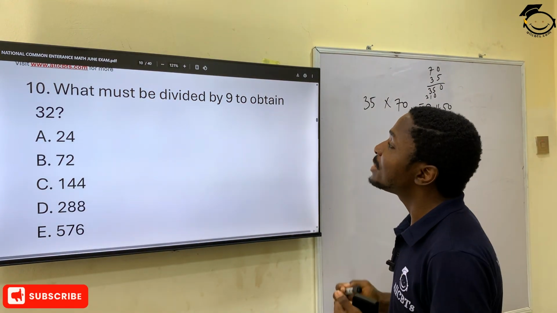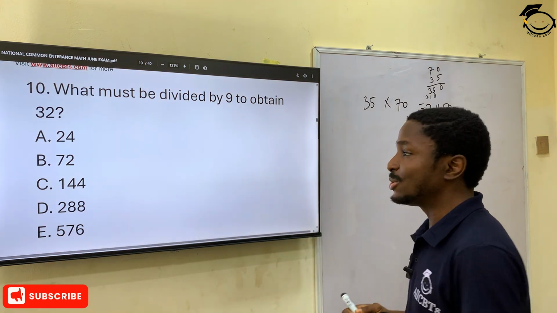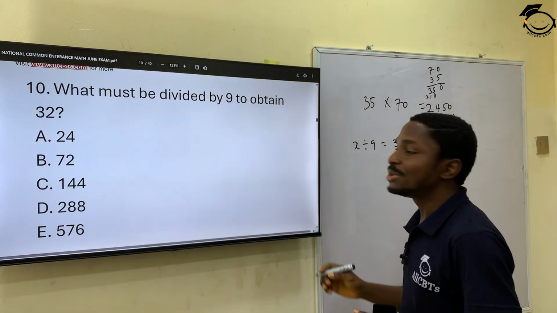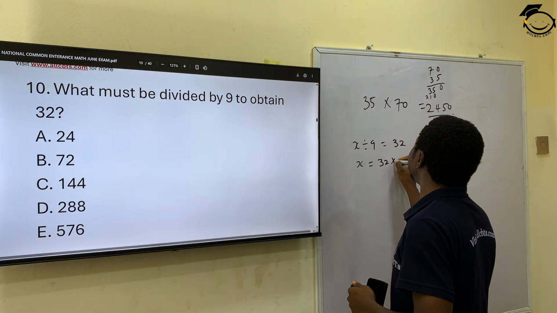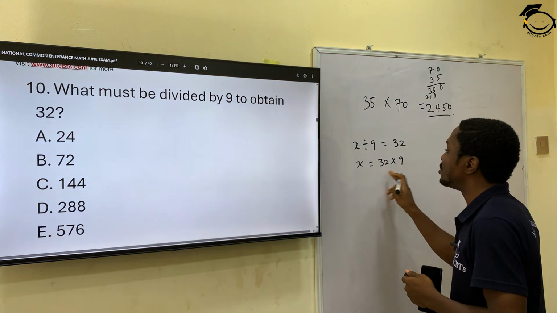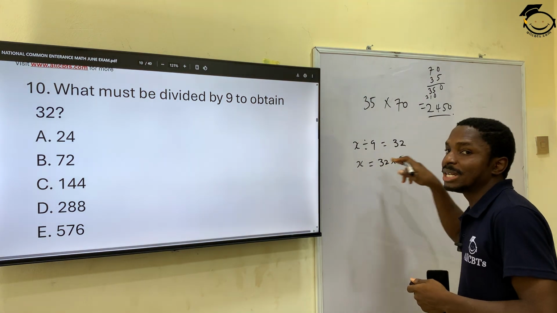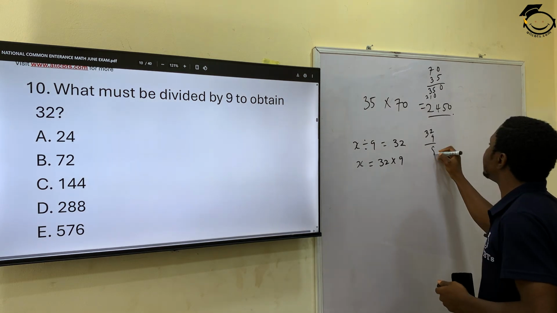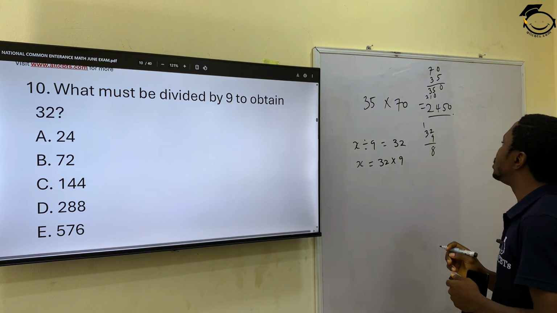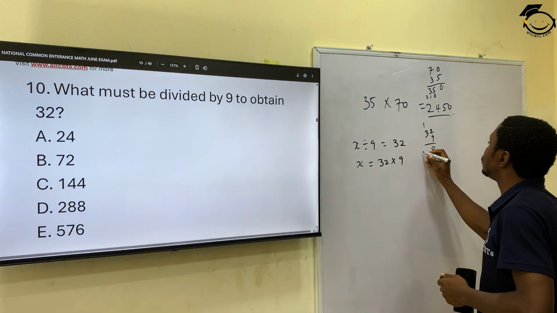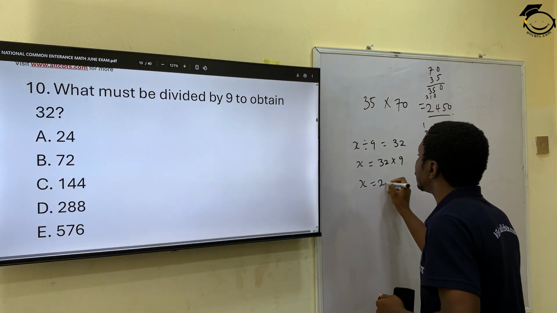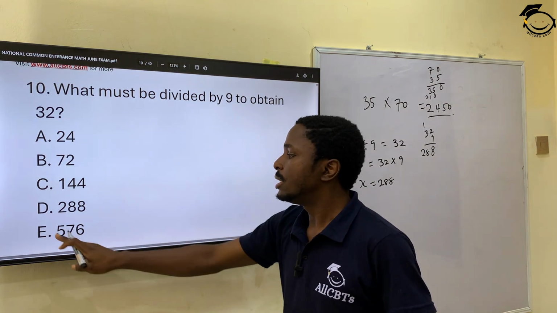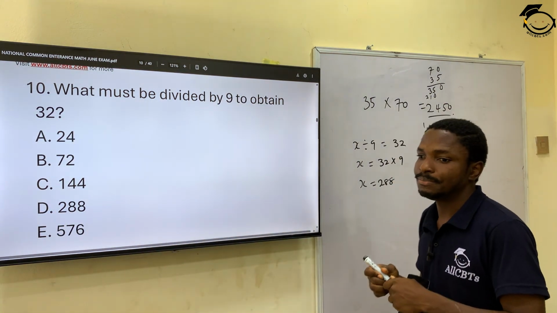Question number 10. What must be divided by 9 to obtain 32? So x divided by 9 equals 32. So x equals 32 times 9. You multiply 32 times 9 to know the number that will divide by 9 to get 32. 9 times 2 is 18, 9 times 3 is 27, plus 1, 288. So x will be 288. The correct answer will be option D.